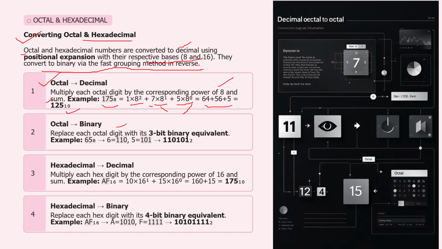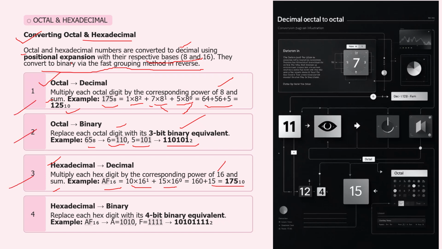Similarly, octal to binary: convert each octal digit to its 3-bit binary equivalent. For 65 base 8, 6 is 110 and 5 is 101. The result is 110101 base 2. Hexadecimal to decimal: multiply each hex digit by the corresponding power of 16 and then sum. Example AF base 16: 10 times 16 to the power 1, plus 15 times 16 to the power 0. The result is 175 base 10. This is a very, very similar process.